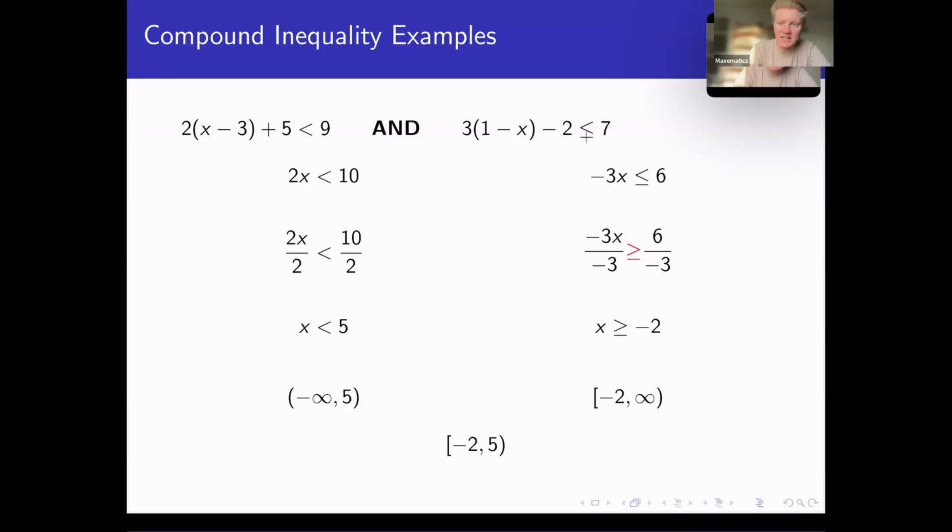1 is less than or equal to 7. So a value in our solution set satisfied both. And that's the key to and versus or. For and, you have to satisfy both. For or, you only need to satisfy one of them. You can satisfy both, but you only need to satisfy one of them. So it's a little less restrictive.